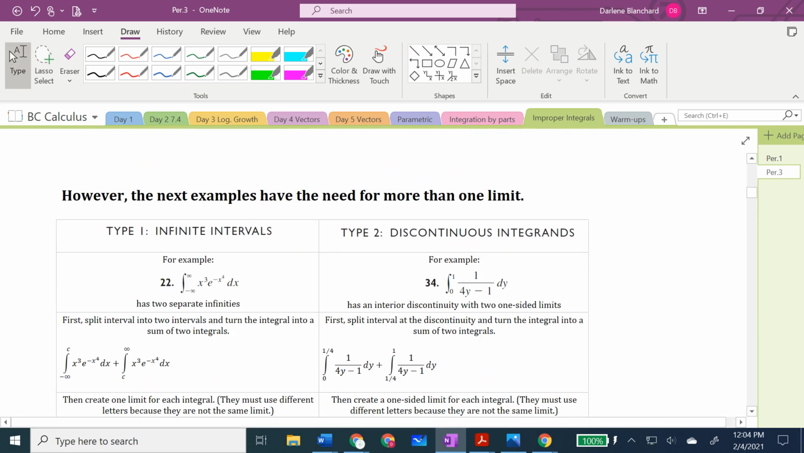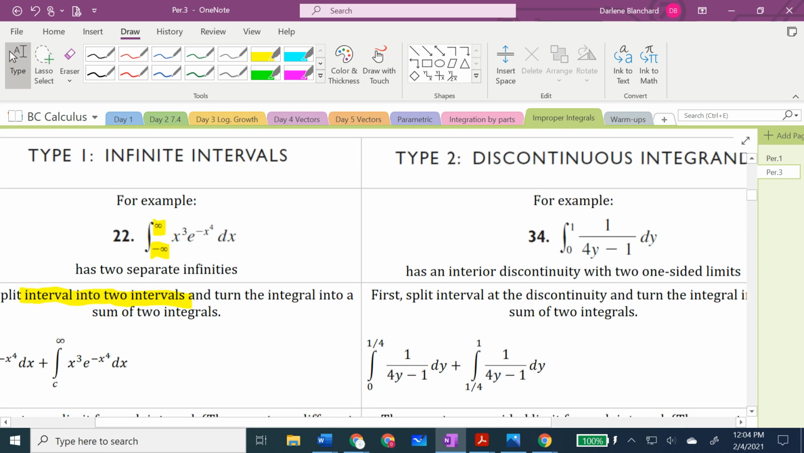Now, the problems numbered 22 and 34. 22 has a problem of having two separate infinities. We can only deal with one very specific direction of movement of a limit. We have to split this interval up into two intervals. Let me zoom in on that a little bit.